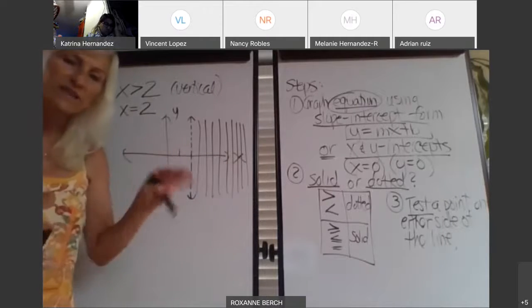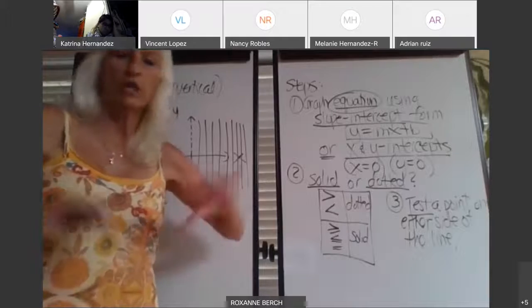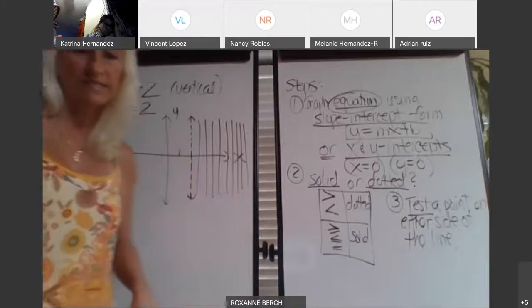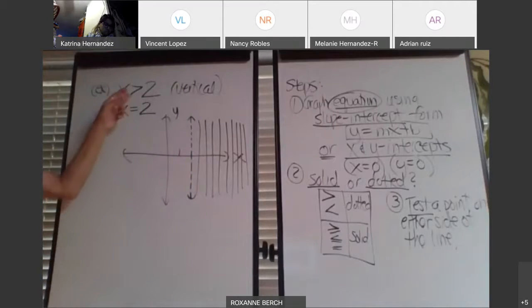So with these horizontal and vertical lines, we can totally cheat. Just use common sense. If this was x less than 2, we would shade to the left of the vertical line.